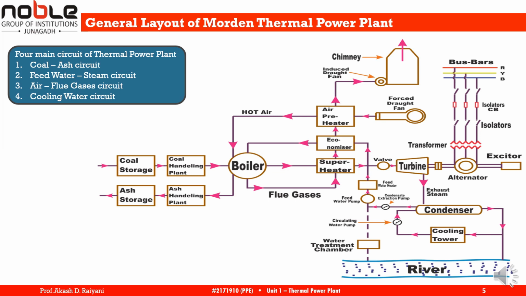Let us start with the first circuit, which is the coal and ash circuit. It includes coal delivery, coal preparation, coal handling, boiler furnace, ash handling and ash storage. The coal which is coming from the coal mines is delivered by means of ship, rail or truck. It is first unloaded on the plant side. Then after it is crushed in the crusher for reduction in the size of the coal.